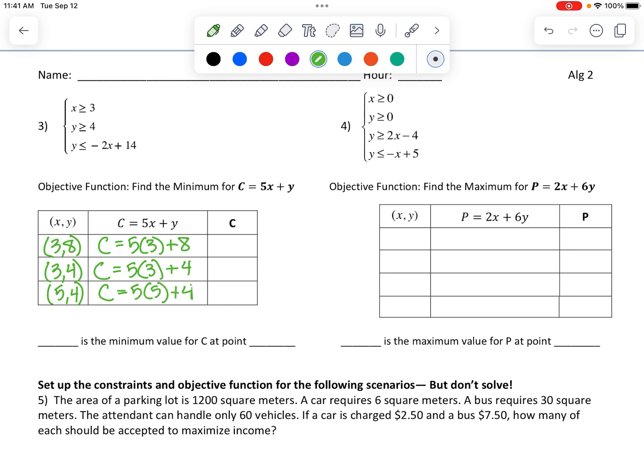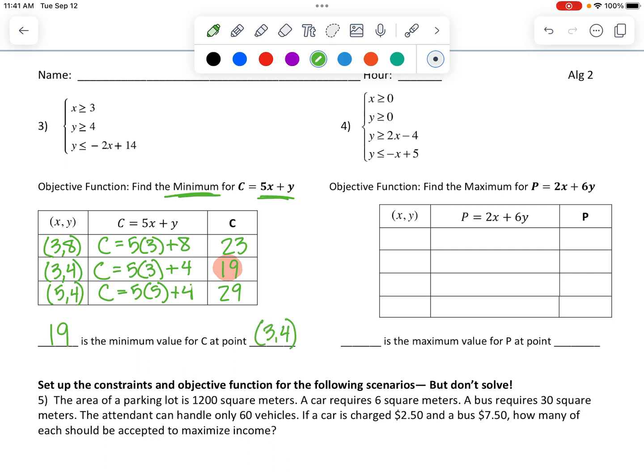All right, 5 times 3, 15 plus 8, we should get 20, wait, hang on. 5 times 3, 15, plus 8, 23. 5 times 3, 15, plus 4, we get 19. 5 times 5, 24, 25, plus 4, 29. All right, we're looking for the minimum at this point. So my lowest value here is the 19. So that means that my minimum value, 19, at the point (3, 4).